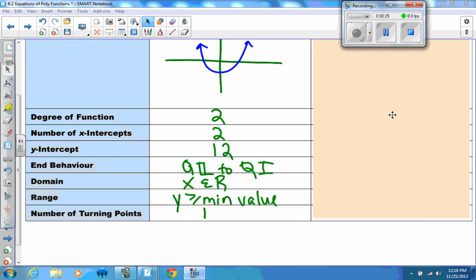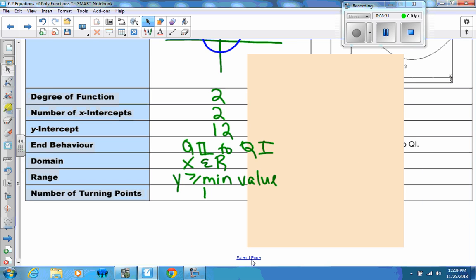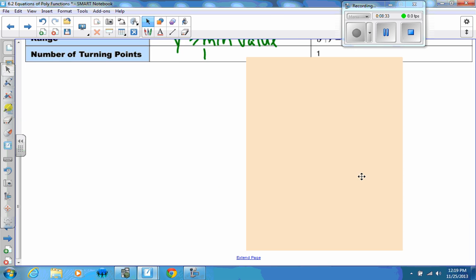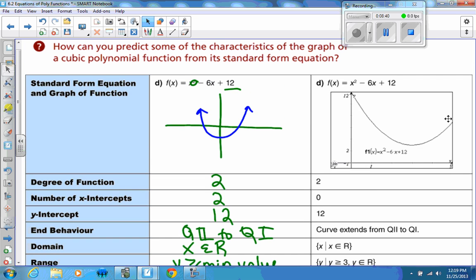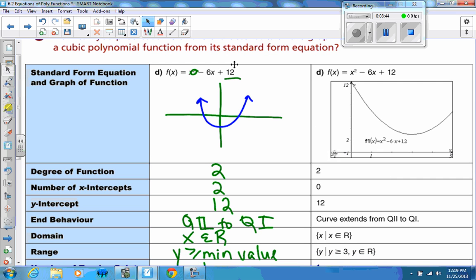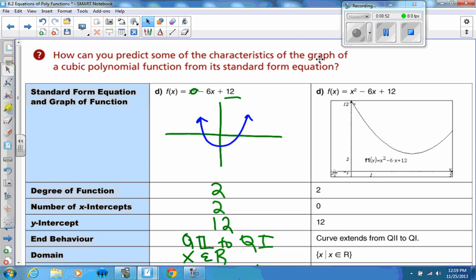Okay, let's see if we were right. Okay. So, degree of function 2, number of x-intercepts 0. You'd only know this if you actually graph it. Okay? So predicting's okay, but you can't actually know until you graph it. 2 to 1, x is an element of the reals, minimum value, and 1 turning point.